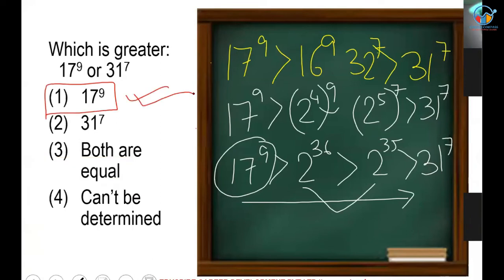I hope that was clear. A lot of people answered 31 to the power 7. For all those people, do not consider only the base value. Please consider the power also. For indices, the basic rule says either you compare through the power or you compare through the base, right? Thank you, guys. Let me proceed with the next question.